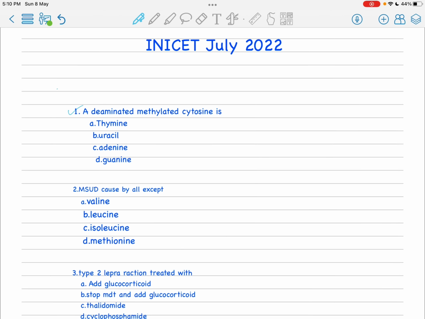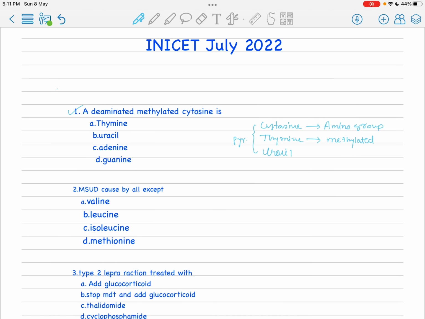a deaminated methylated cytosine. I remember it like this: cytosine contains an amino group, while thymine contains a methyl group. And you know that thymine, cytosine and uracil are the pyrimidine group. In the purine group there are 2 rings and in pyrimidine there is 1 ring.